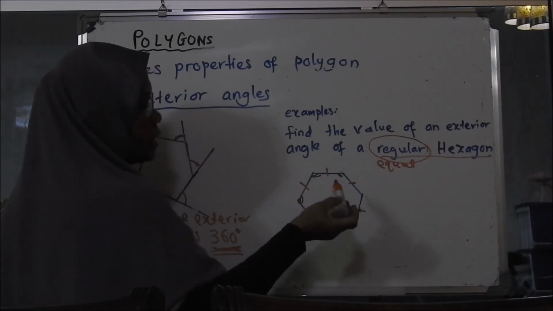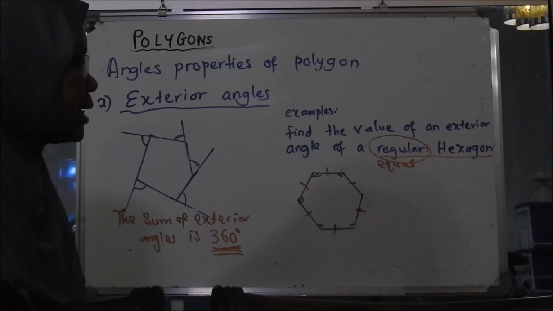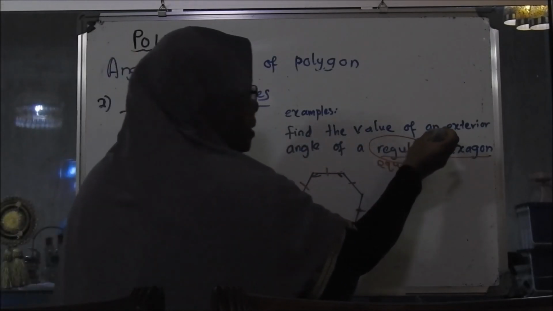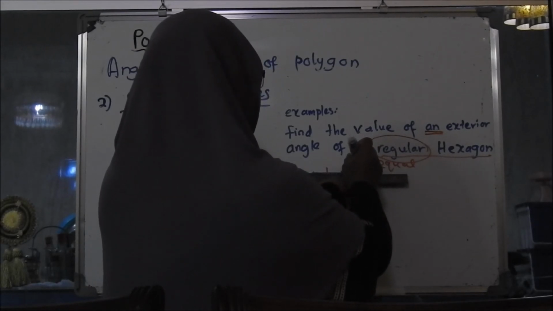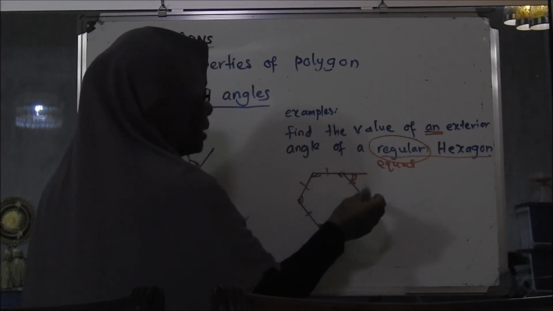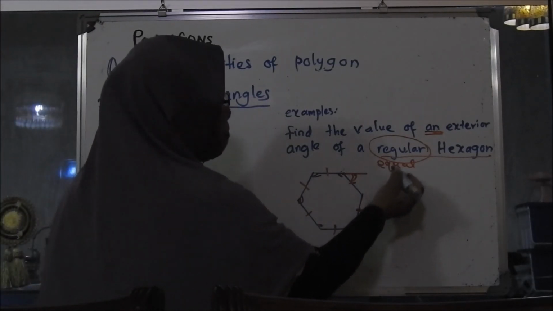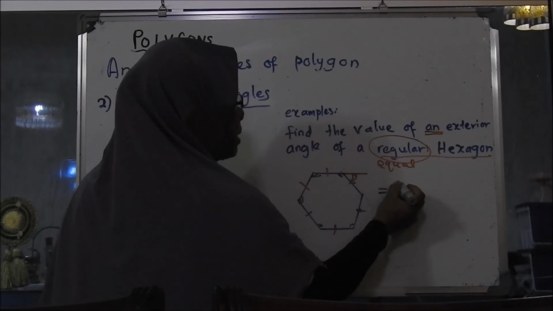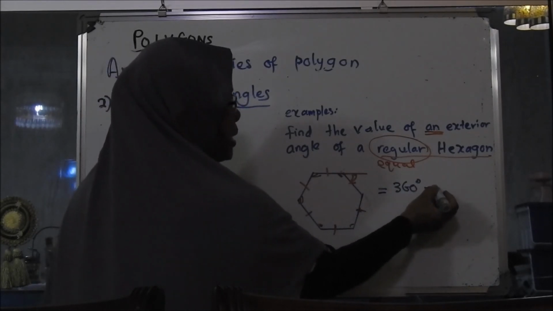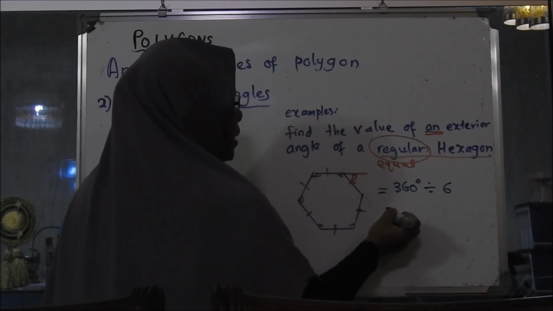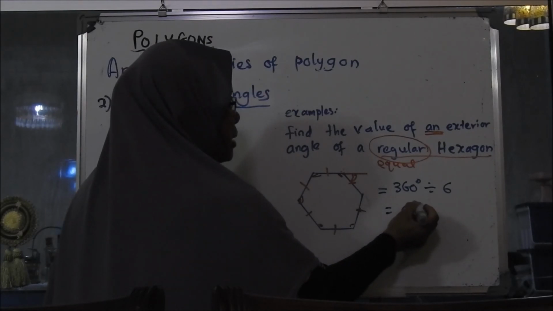Now we are going to find the value of each exterior angle. So what is the value of exterior here? Let's say this one exterior. Now they are equal, the angles also equal. What should you do? Very simple here. Equal 360. You have 6 sides, divide by 6. So the value of each equal 60 degrees.